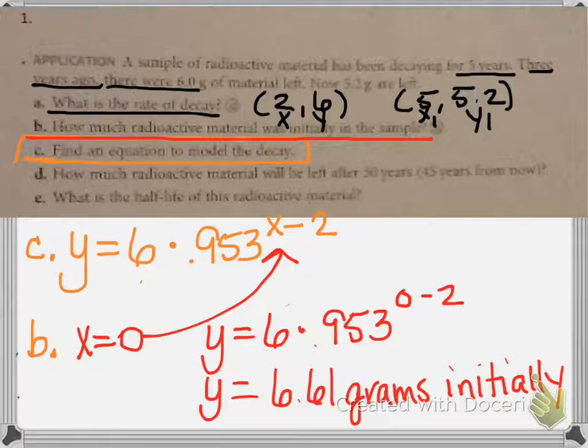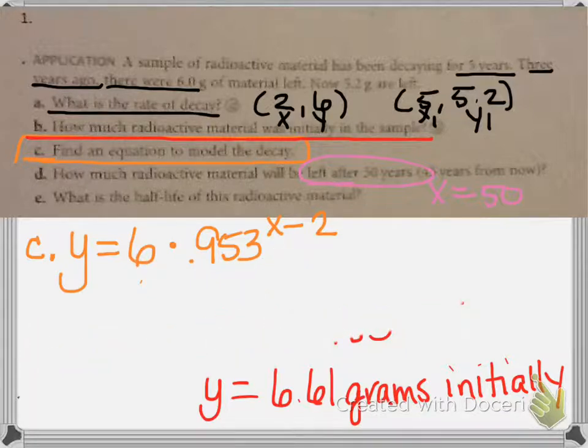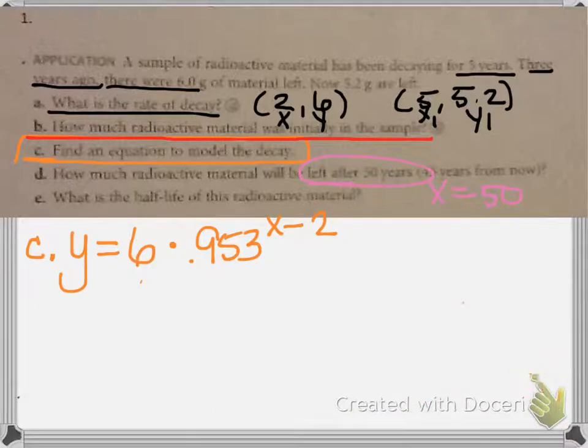So D, how much radioactive material will be left after 50 years? Now they're just giving us another amount of years. So instead of x being 0 like it was in B, now x is going to be 50. So I'm going to come back here and erase. I'm going to keep this equation because I'm going to need to use it again. So now, for part D, x is going to equal 50 years.